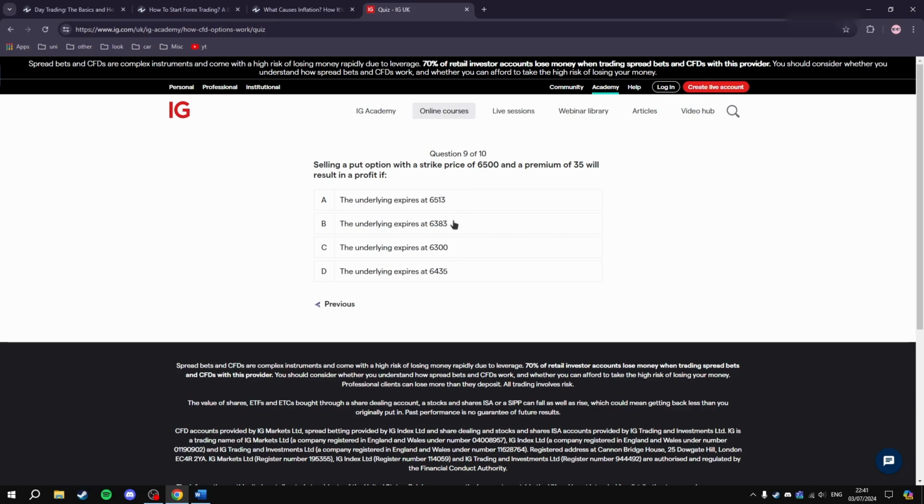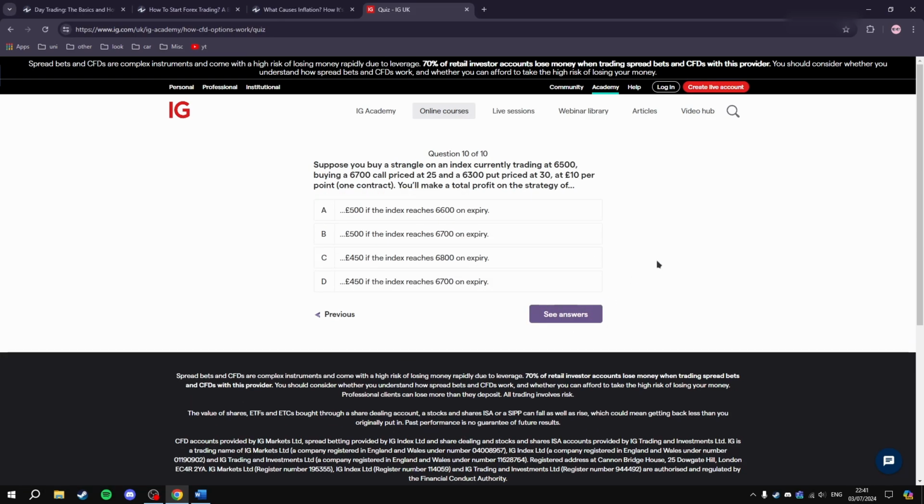Selling a put option, strike price, so it's got to go above 6,535, right? But none of them are 6,535. Premium. No, what's 6,500 minus 35? 6,465. So 6,465. If it goes above 6,465, so that one, 6,513.